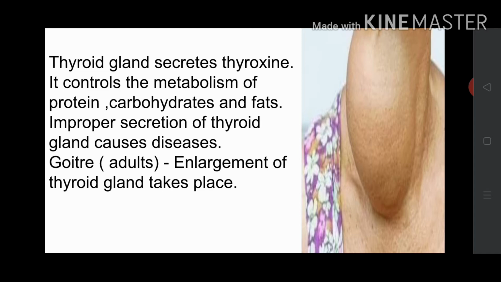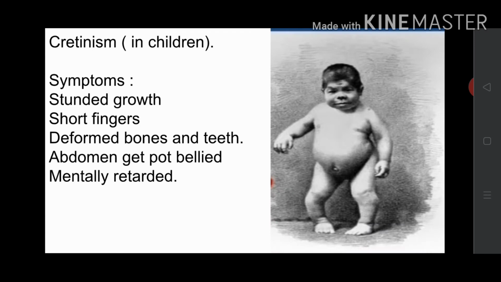In adults, the improper secretion of thyroid gland causes goiter. That is, enlargement of thyroid gland takes place. But in children, the improper secretion of thyroid gland results in cretinism. The symptoms are stunted growth, short fingers, deformed bones and teeth, a pot-bellied abdomen, and mental retardation. These are the symptoms of children suffering from cretinism.